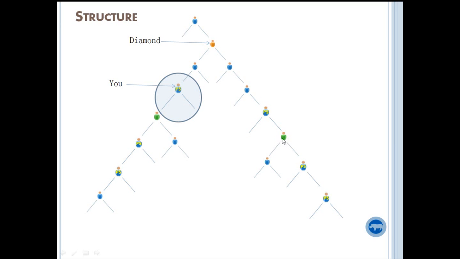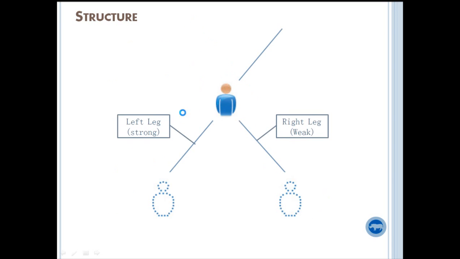There's some emerald coaches. Those are green coaches. The blue coaches are regular coaches. The yellow or orange coaches are diamond coaches. Okay, so let's take a look at you if you are in my downline on my left leg. That is you right there. Let's see what you look like.